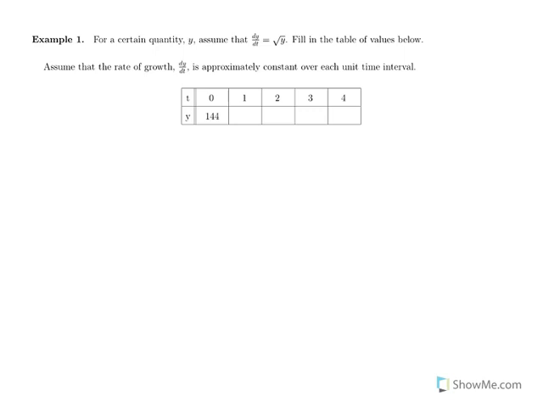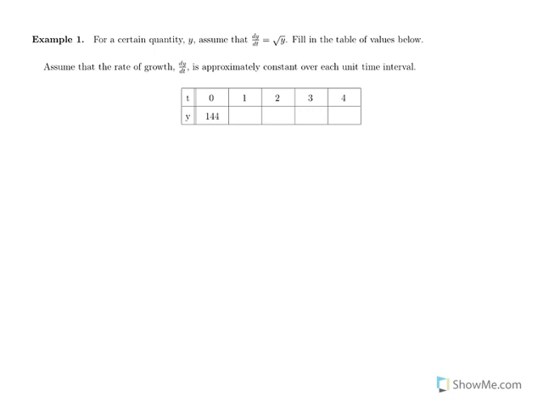So here we have the differential equation dy/dt, that is, y is a function of t, and its derivative is equal to the square root of y. We're going to try to fill in the table of values below. We're going to assume that this rate of growth, this derivative, is approximately constant over each unit time interval. I'll explain what that means and what else we could do with that. There's going to be a homework problem that doesn't assume that, and we'll see what that means here.